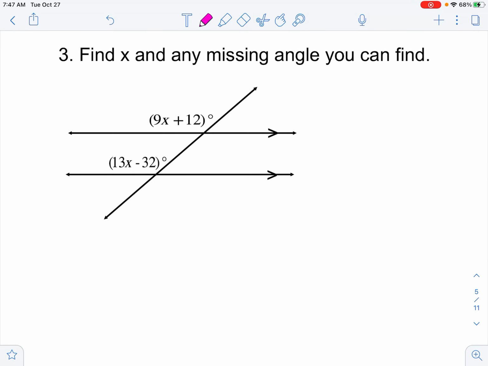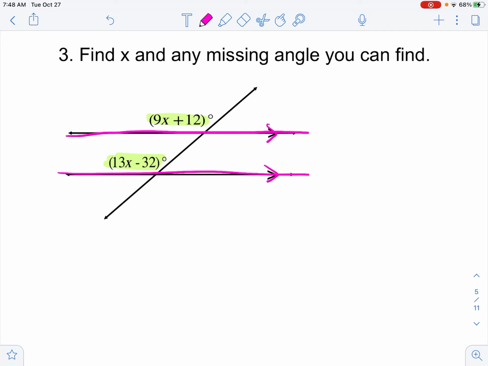Let's try another one here. Find x and any missing angles that you can find. So I'm looking at this angle and this angle right here. All right, so if I look at here are my parallel lines, and once again, I know they're parallel because of that arrow right there.